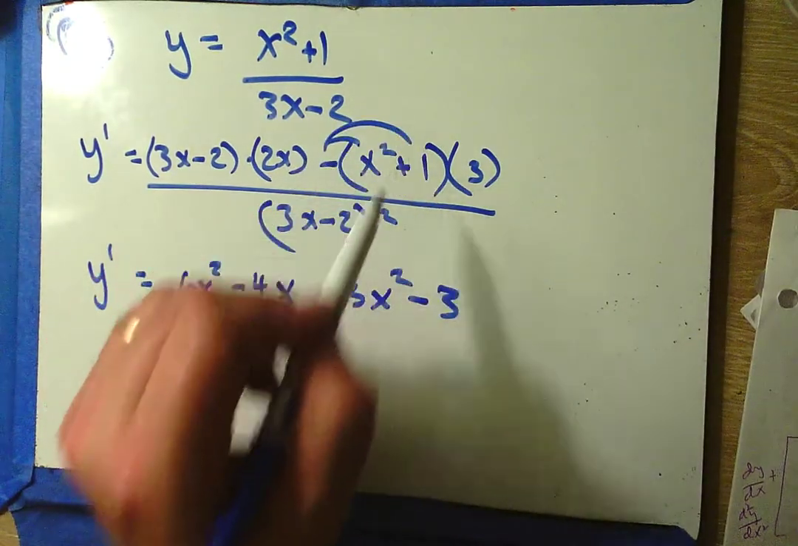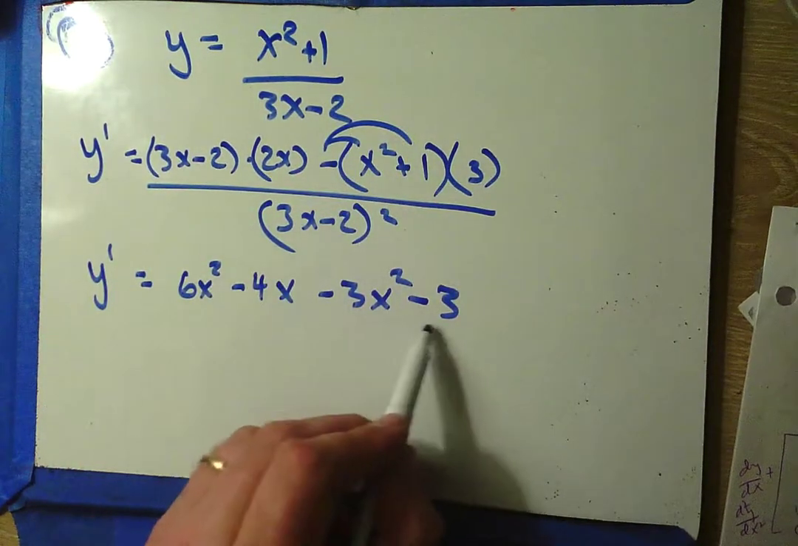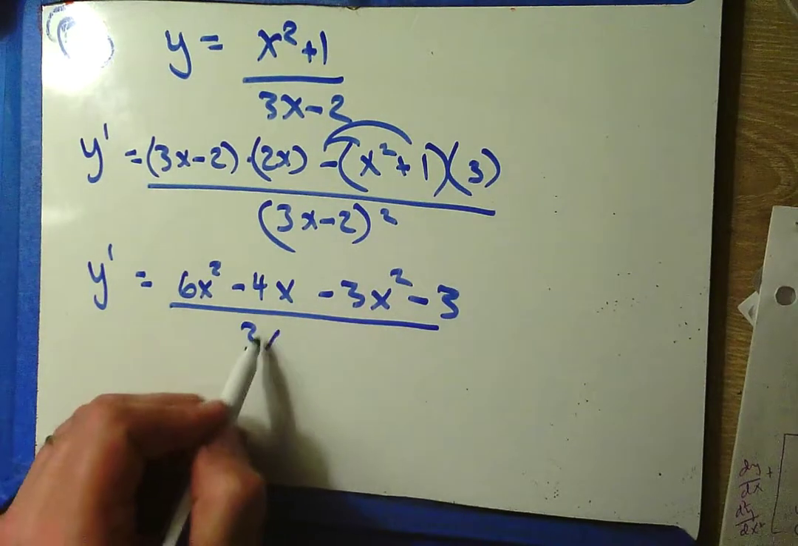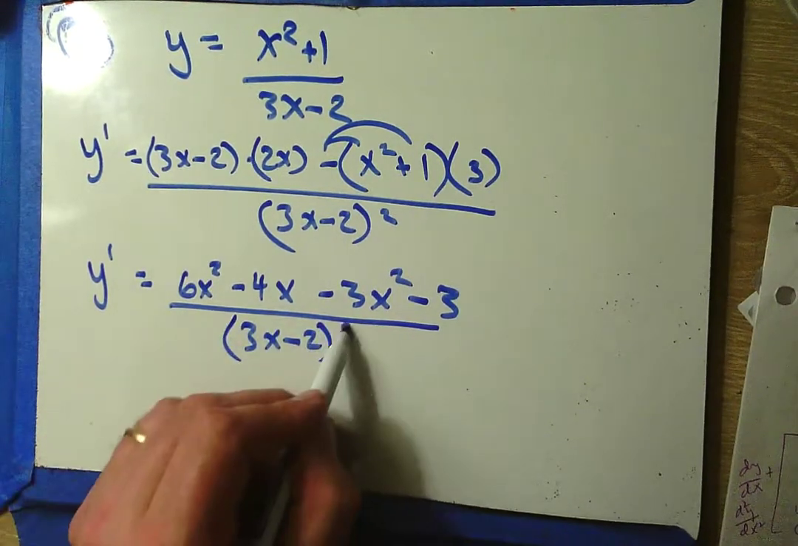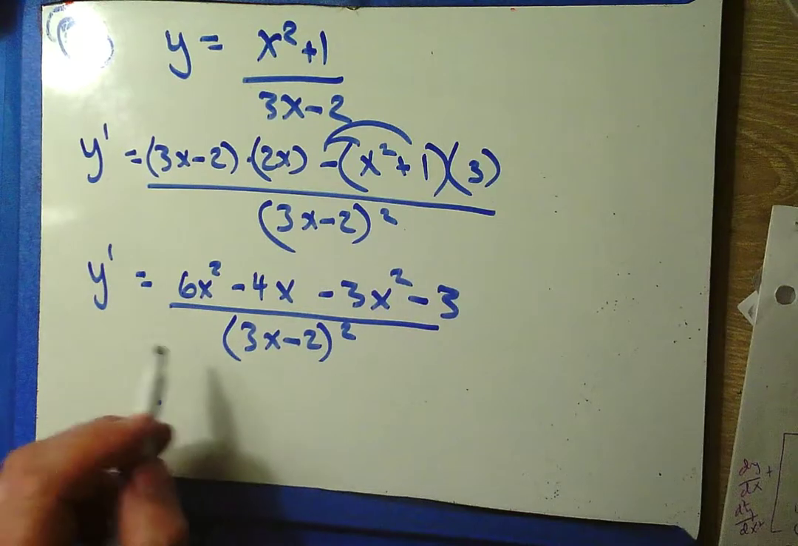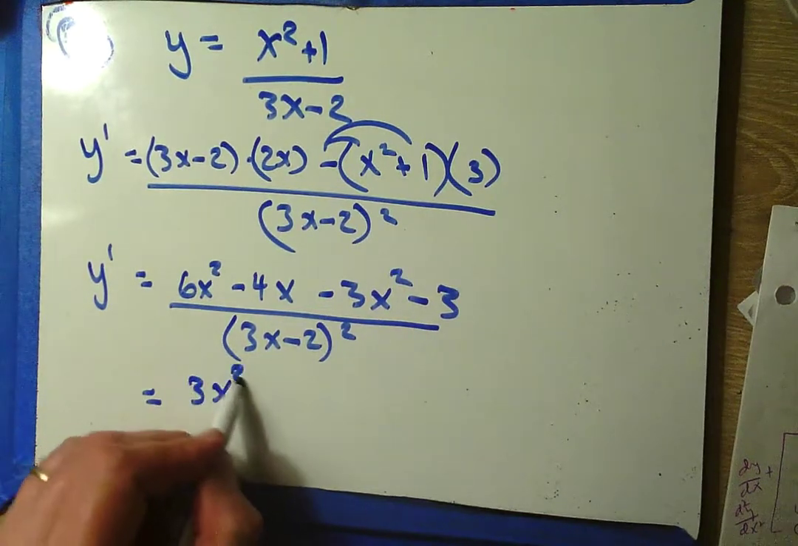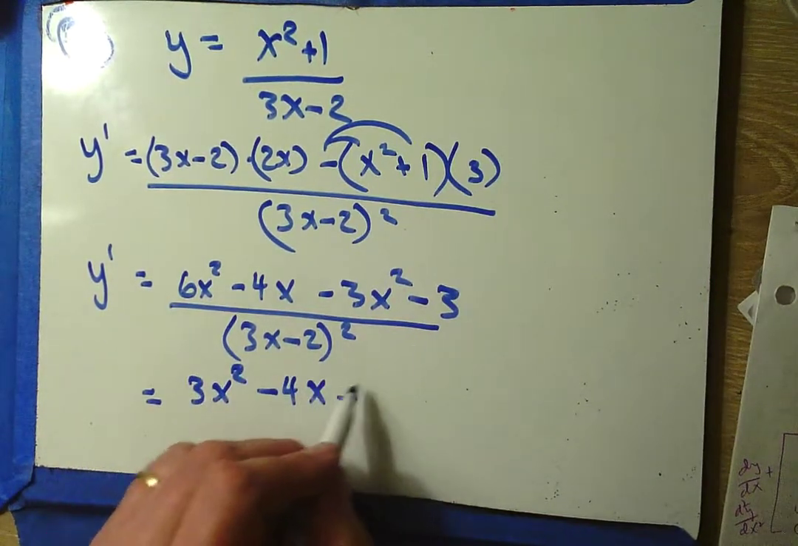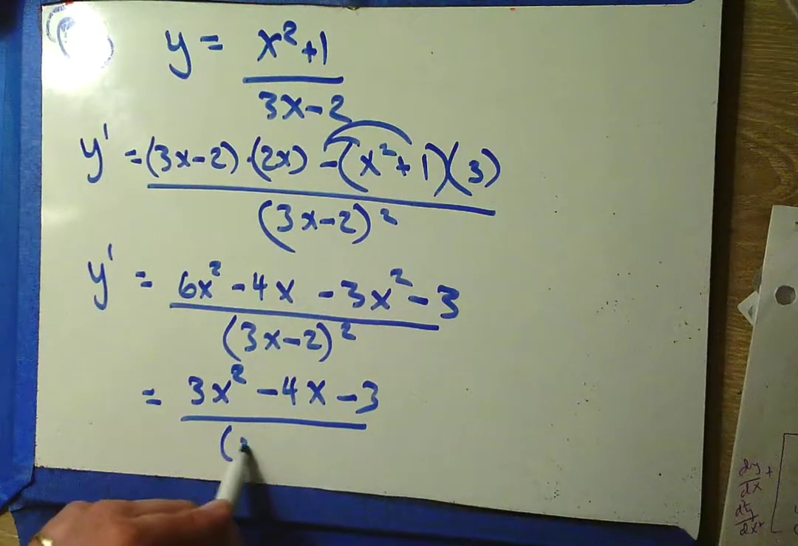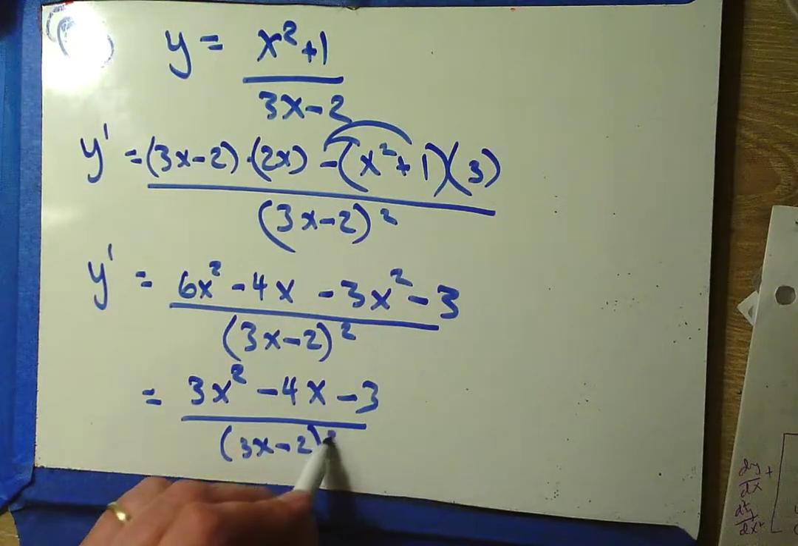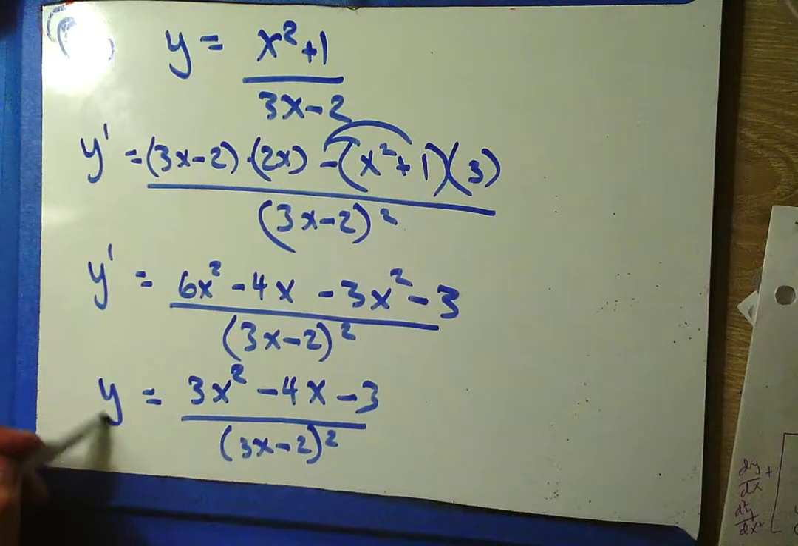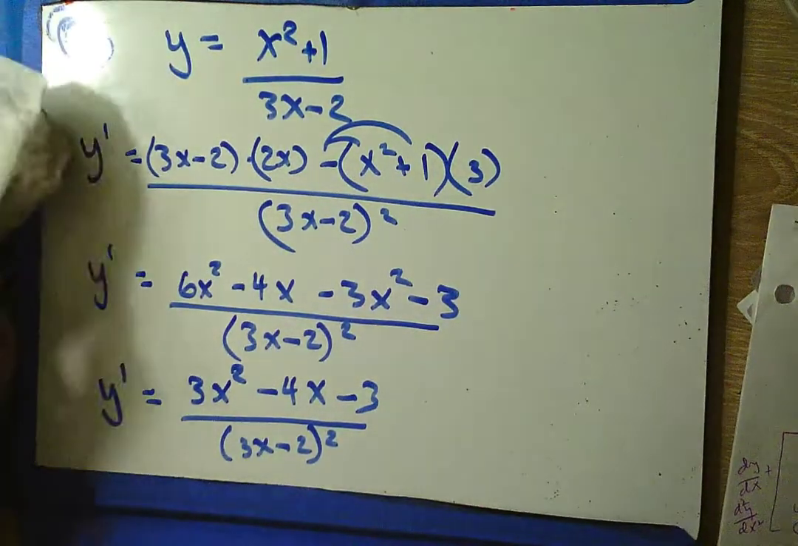Watch out for distributing mistakes. They happen to calculus students too. 3x minus 2 squared. So when I combine like terms, I have 3x squared minus 4x minus 3 over 3x minus 2 squared. Okie doke, there's our y prime or dy dx. All right, let's take a look at this one.